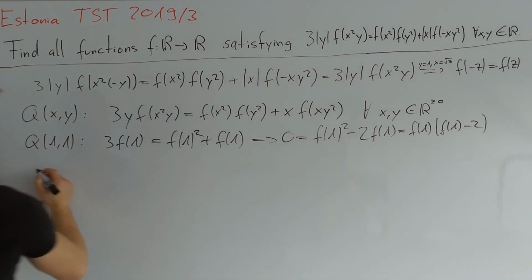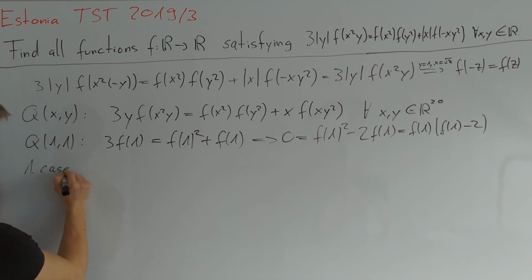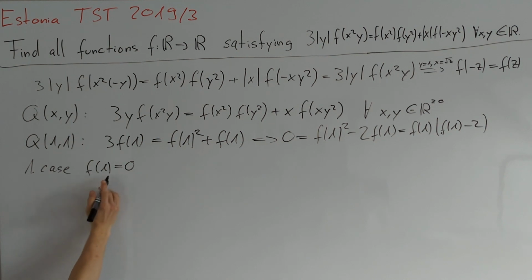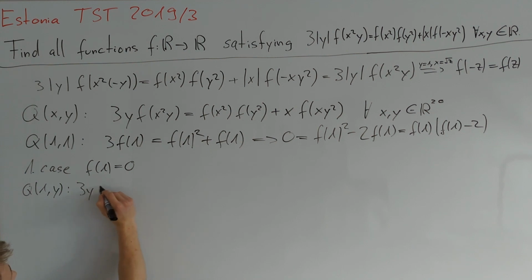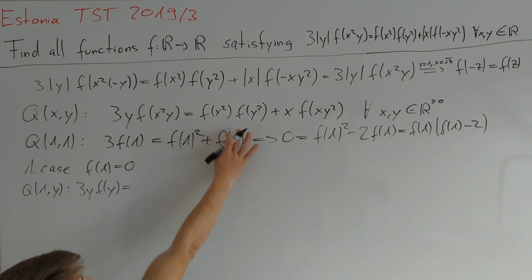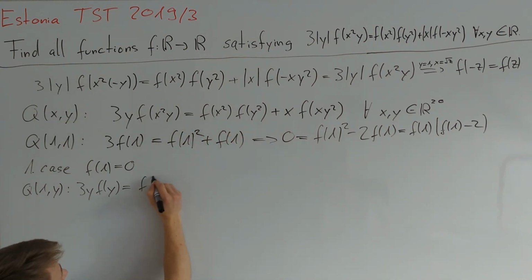So let's start with the first case, that f of 1 is equal to 0. Here we want to make use of the fact that f of 1 is equal to 0, and therefore we want one of our variables x or y to be equal to 1. So let's start with Q of 1 and y, which tells us that 3 times y times f of y is equal to f of 1 squared, which is f of 1, which is 0. So this term is equal to 0, and we are left with f of y squared.